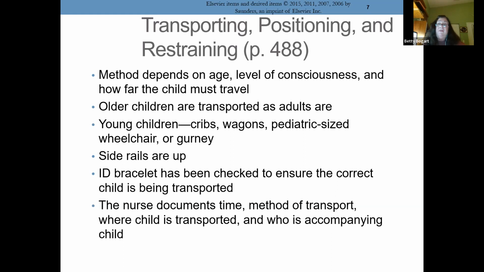Now, again, if somebody's coming to take your child or you're sent to take a child somewhere, make sure you check the ID bracelet. Are you bringing the right child? Because sometimes another kid wanders into another room, or they're visiting, or a discharge happened and a new kid's there. So make sure you check the ID bracelets. And then you're going to document. You know, transport team came and took the kid to X-ray this time via wheelchair, via stretcher, via crib, and then when they came back.